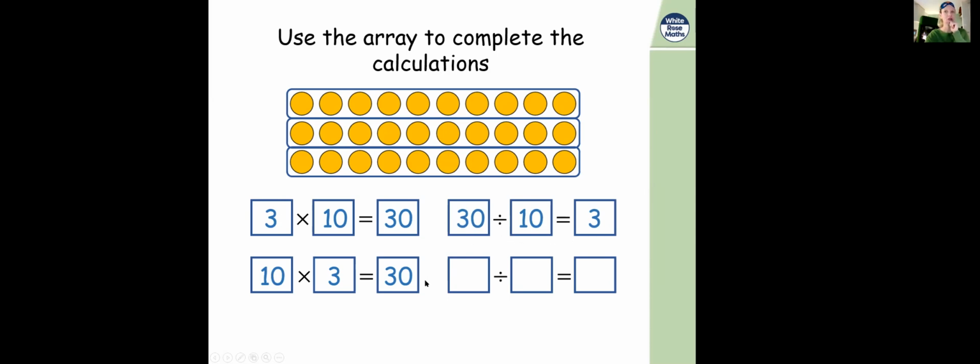And if you start with 30 and you divide it by 3, you have 10. A huge well done if you were able to work that out. Can you see how these fact families all have the same numbers in common, and you're just using them in different ways?